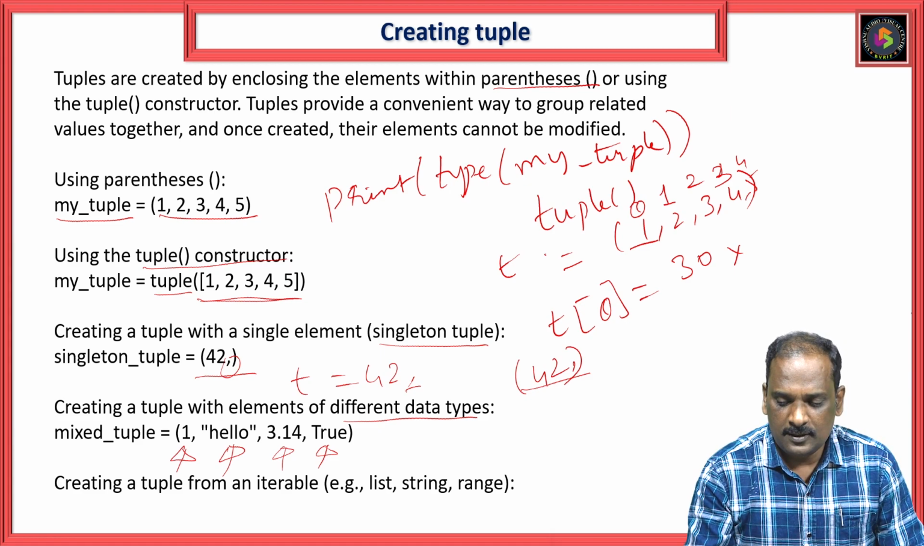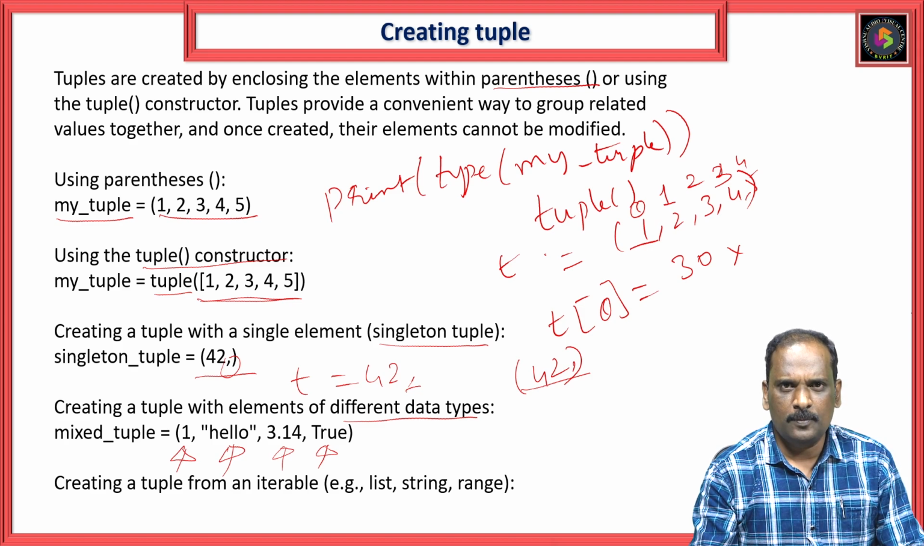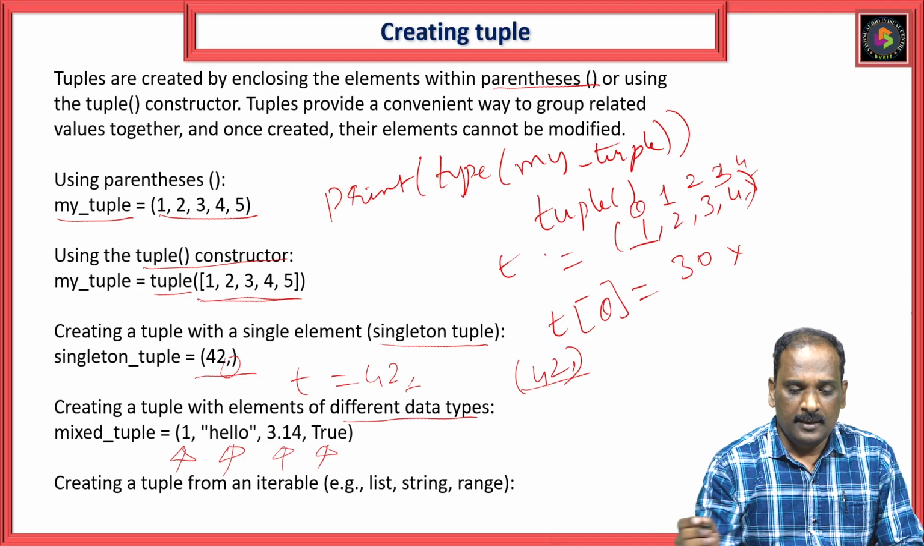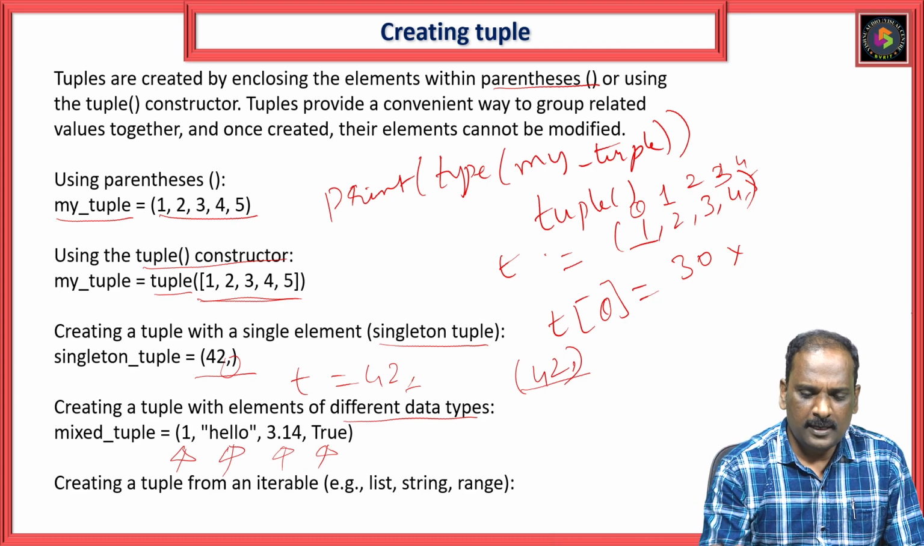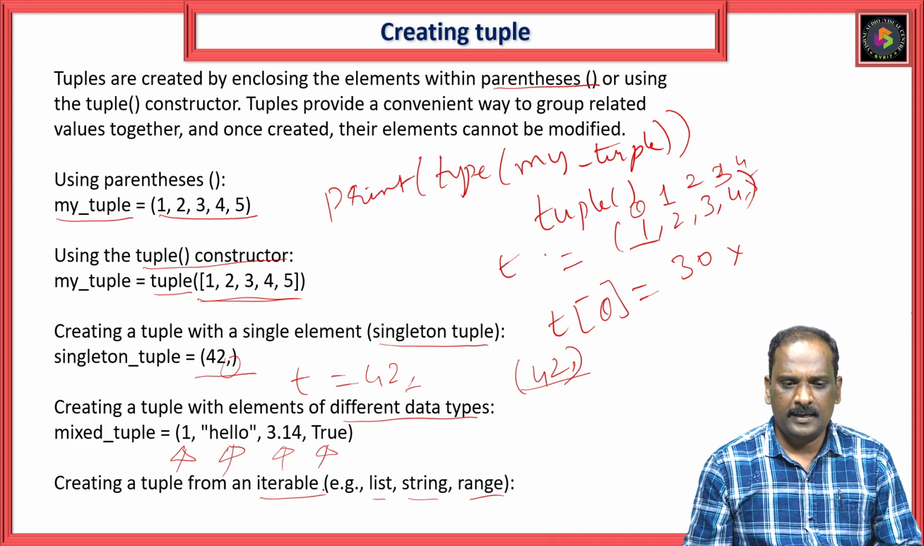The features and properties of a tuple are: tuple elements are immutable, which means they cannot be changed. A tuple can be constructed by using parentheses or by using the constructor. The tuple constructor takes one argument. The argument can be a list, string or a range. It should be an iterable.